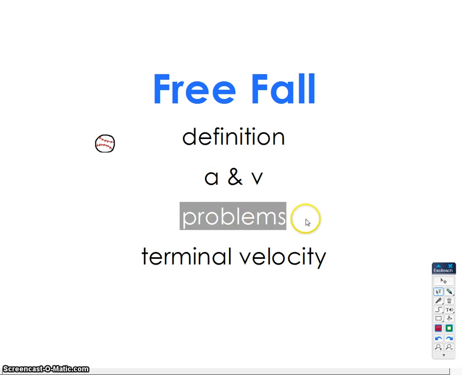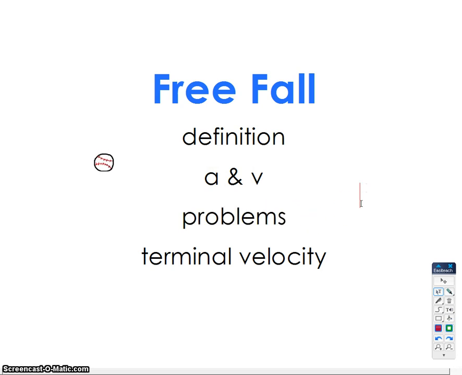We did some problems and we focused on when do I know to use the d equals 1/2 gt squared free fall equation. And finally, terminal velocity is kind of like an exception to the rule. It's not precisely free fall. It's when we look at a more realistic scenario of air friction operating.